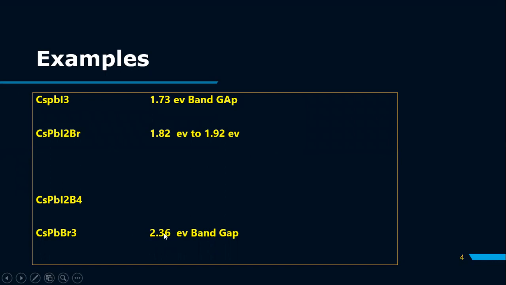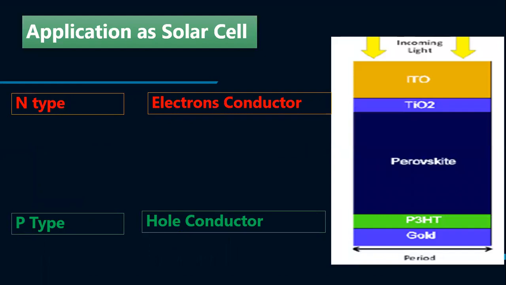Now, if you talk about the application, this perovskite acts as a solar cell. How does this work? The working is very simple. This perovskite structure acts as a depletion region. This depletion region will be destroyed by introducing some kind of light on it.